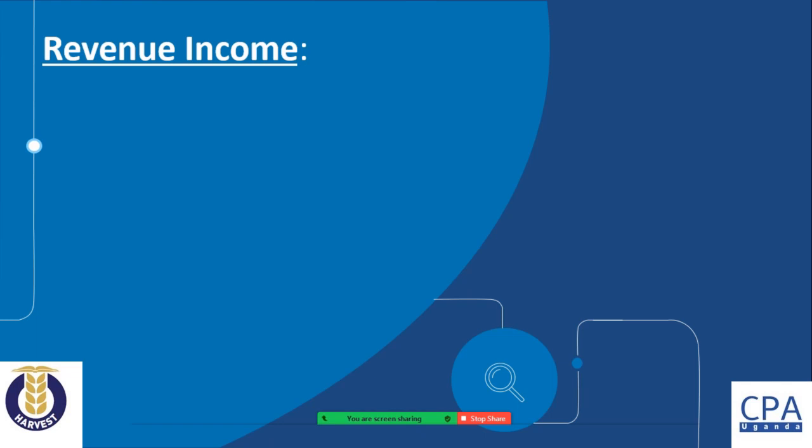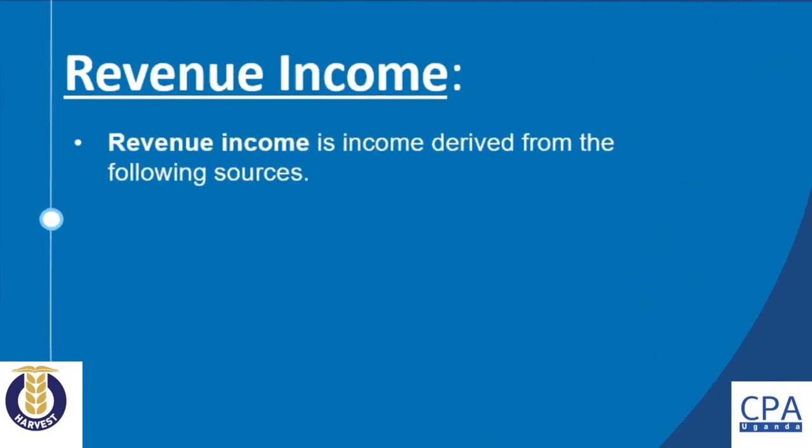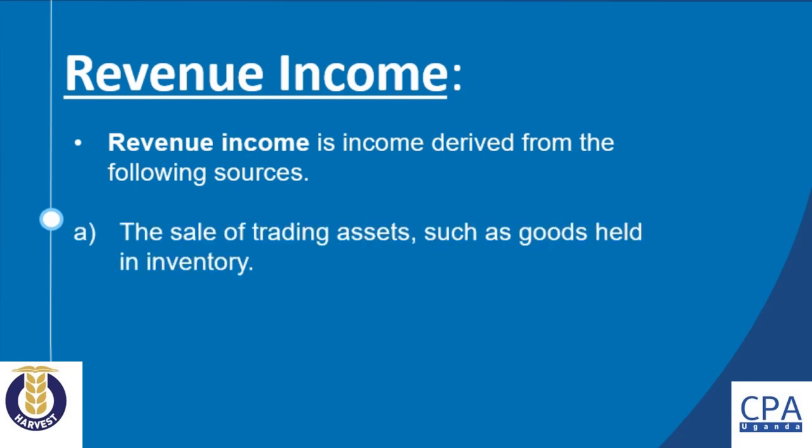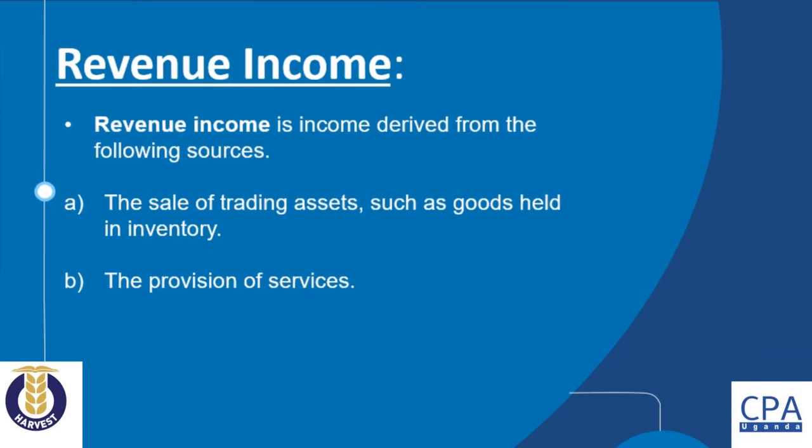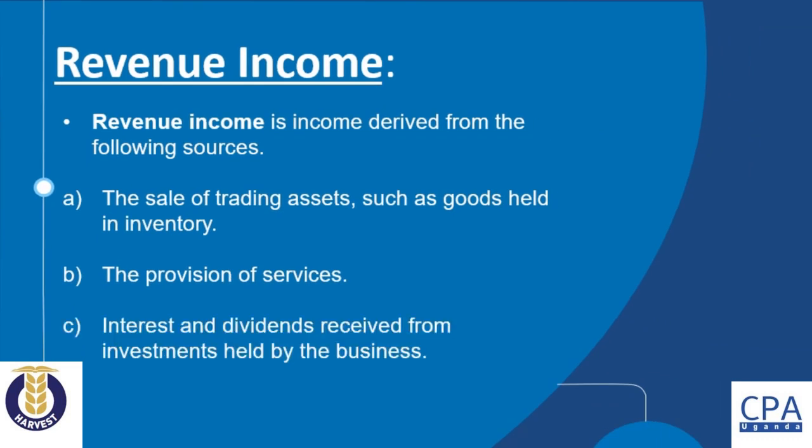Revenue income is income that you have derived from the following sources. Number one, the sale of trading assets, such as goods sold in inventory, the provision of services, for some of you are into services, interest and dividends received from investments held by your business. We know that your business actually has that policy of investing surplus funds or buying shares in another company. So in that way, you may receive interest, you may receive dividends. So that is part of revenue.